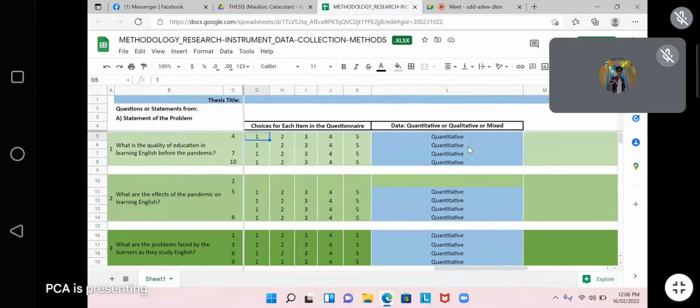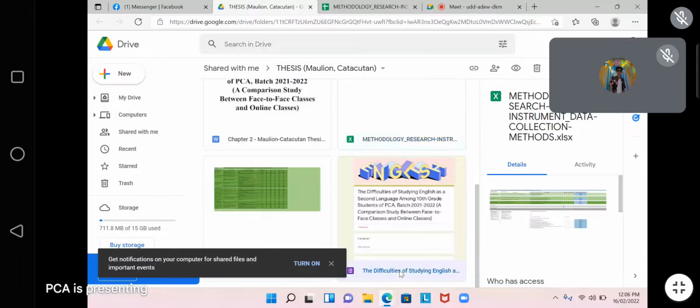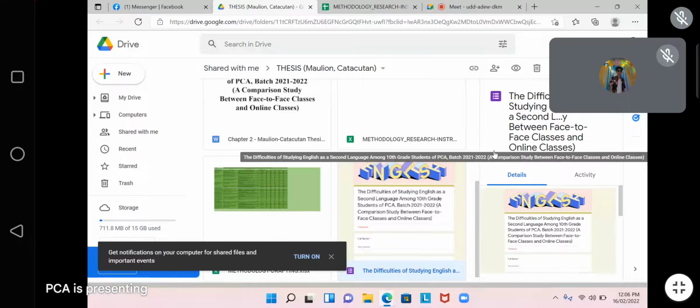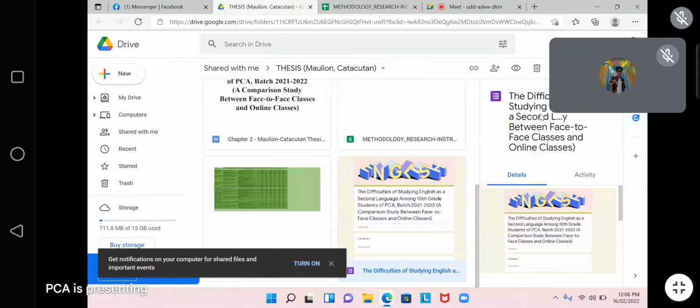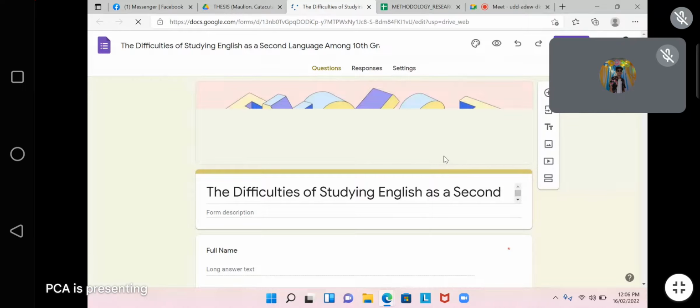But hello, I will not accept this 1, 2, 3, 4, 5. They should be in words. They should be in words. Though I figure out, the Google form, they have included that one. Sige, tingnan natin. Tingnan natin ito, ginawa nila.